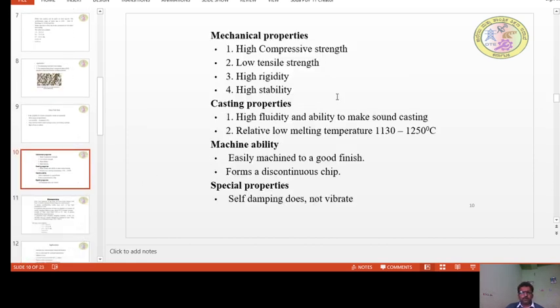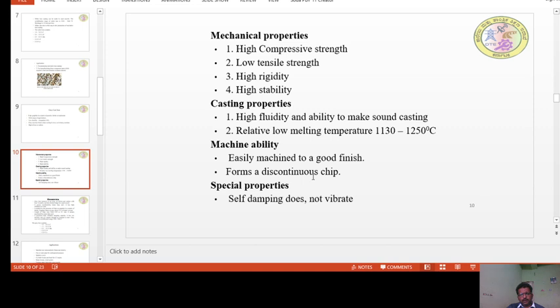Coming to the mechanical properties: high compressive strength, low tensile strength, high rigidity, high stability. Casting properties, that is properties useful for casting: high fluidity and ability to make sound castings, relatively low melting temperature, it is just 1130 to 1250 degrees centigrade. Machining abilities: easily machined to good surface finish, forms a discontinuous chip.